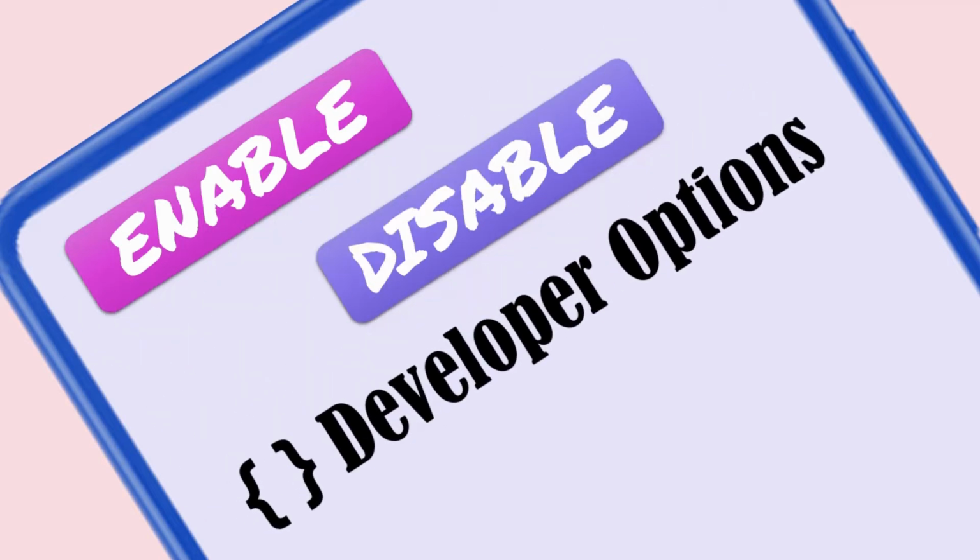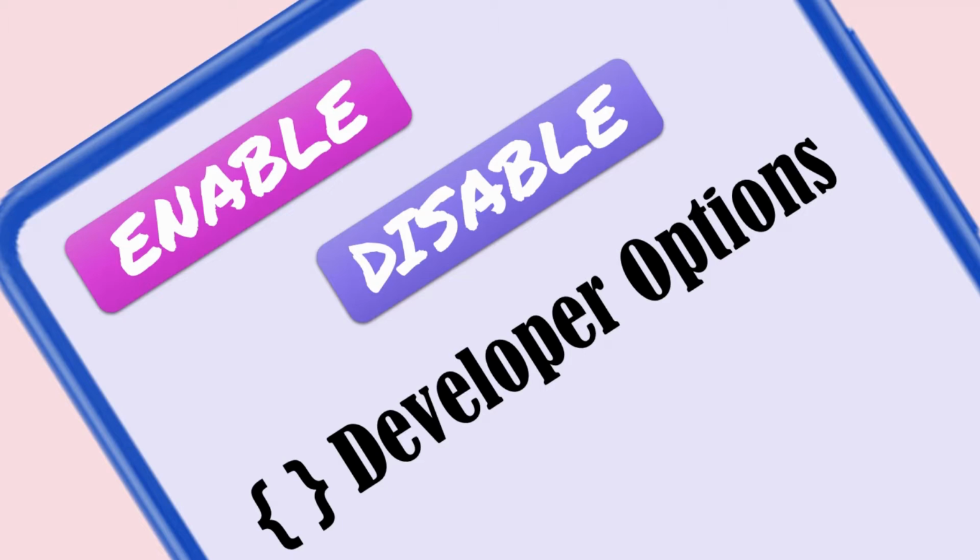In this video we are going to see how to enable and disable developer options in your Android phone. There are a lot of things that an advanced user could do with developer options, such as USB debugging, screen mirroring, accessing your phone and your PC and many more.